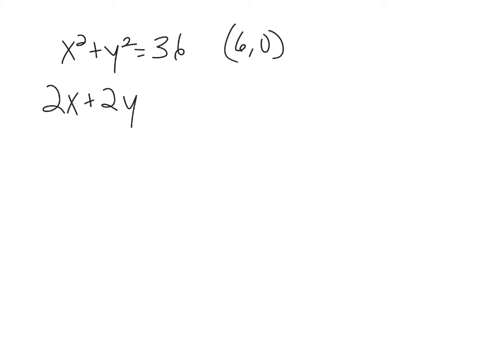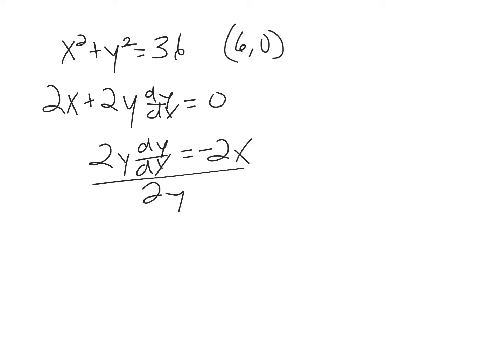Well, my bad. I forgot an important part. 2x plus 2y dy/dx equals 0. Move the 2x over. Subtract, equals negative 2x. Divide by 2y. Get dy/dx equals negative x over y because the 2's cancel.